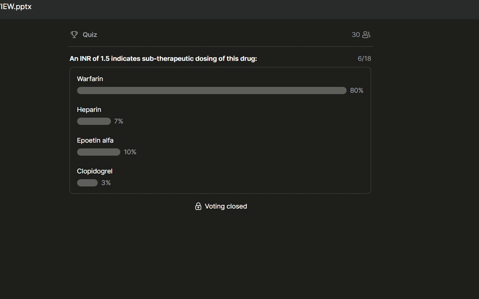Heparin. Heparin, I've got to watch a lab with it, but is it INR? No, that's my APTT. Warfarin. I want to look at their INR. What should their INR be? 2 to 3. 2 to 3.